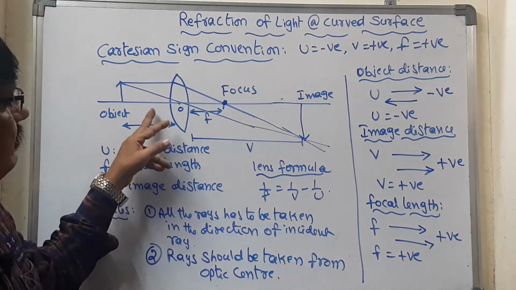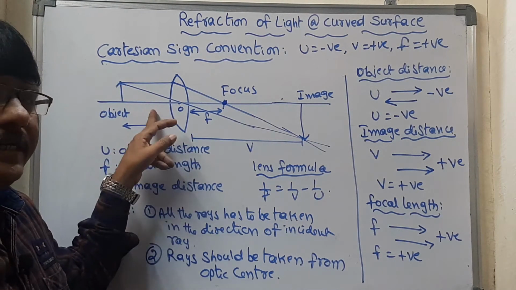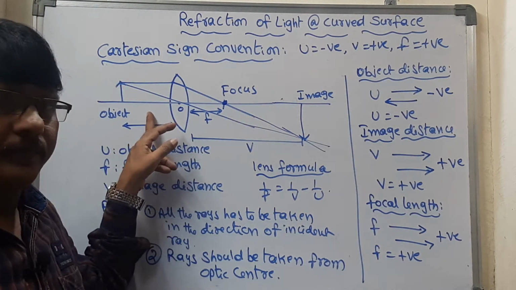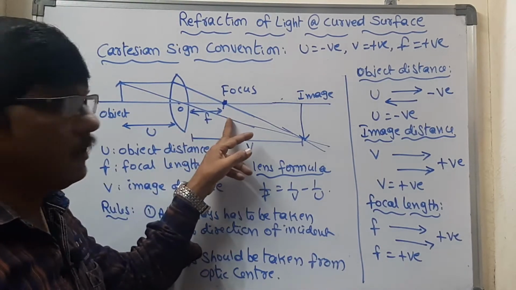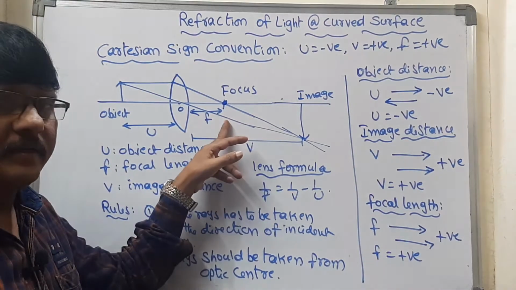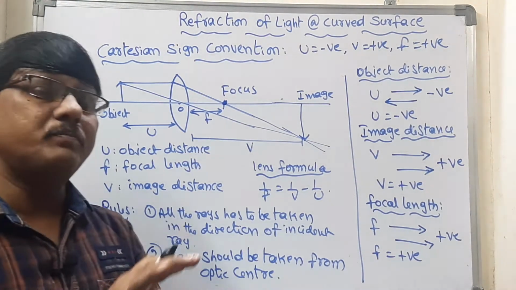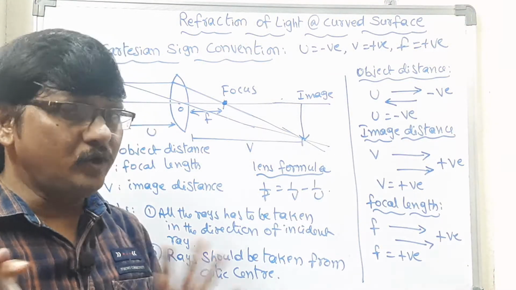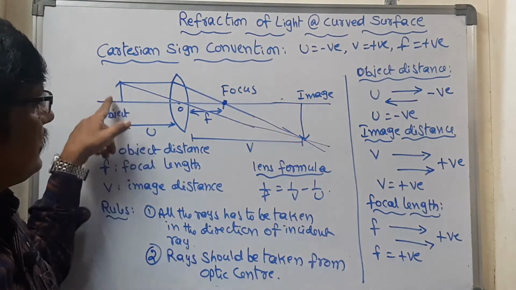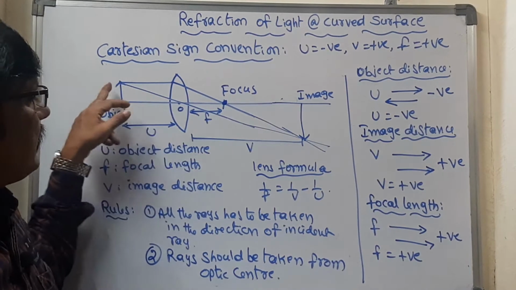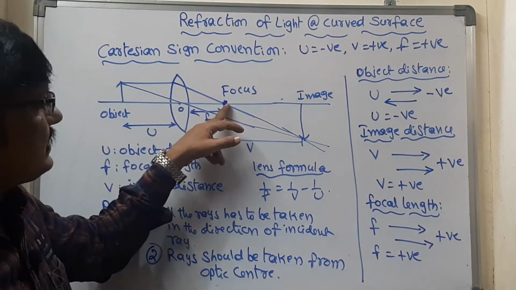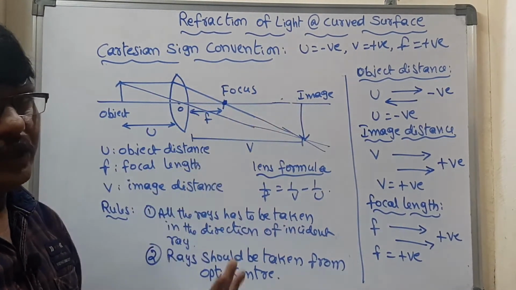Whatever quantities are on the left side of the lens, consider those all negative. Whatever quantities are present on the right side, consider those all positive. We know that the convex lens is this side. For a convex lens, the object is on the left side, and the focus and image are on the right side. And so then what will happen?